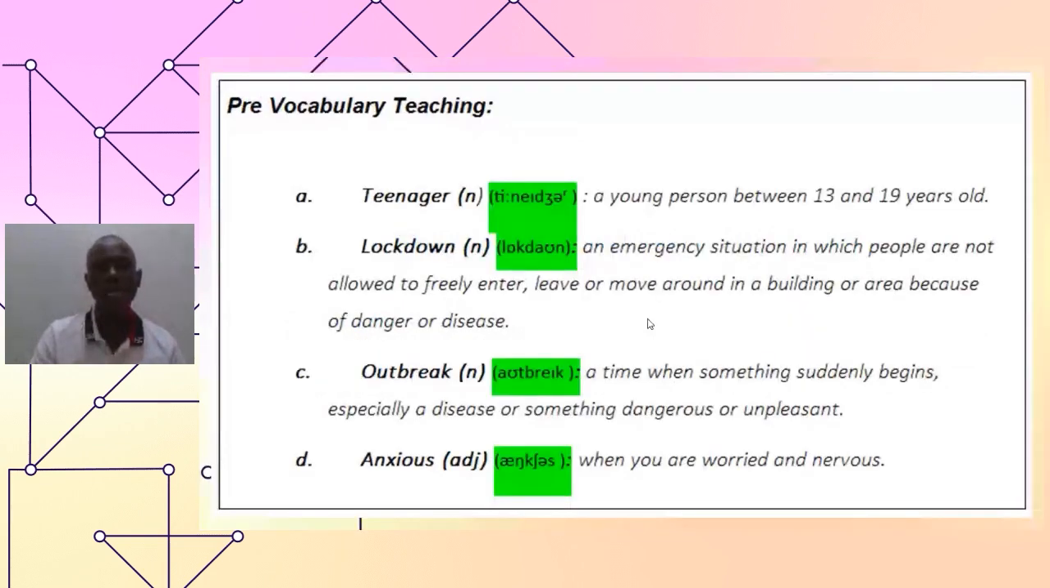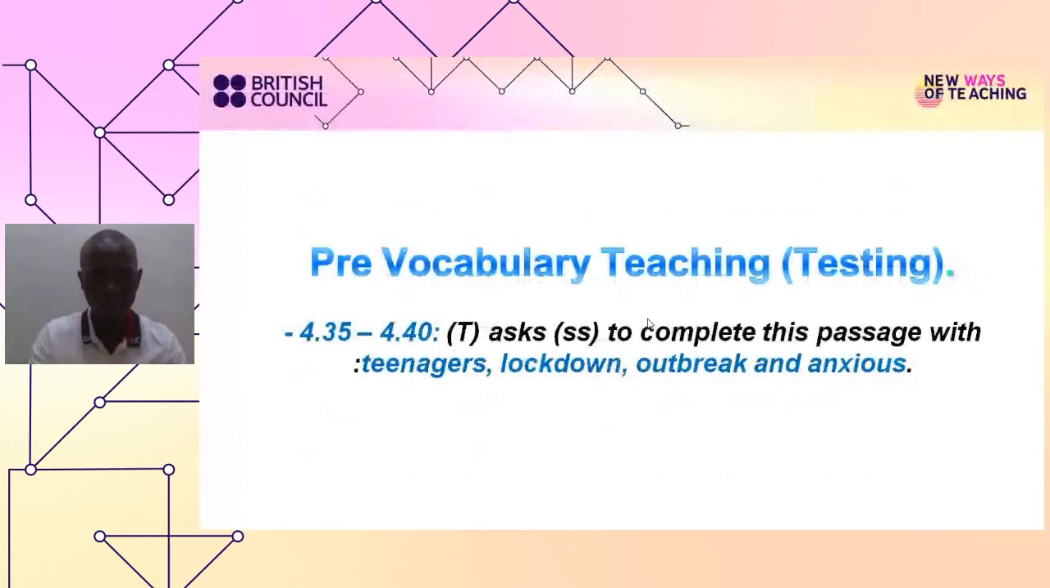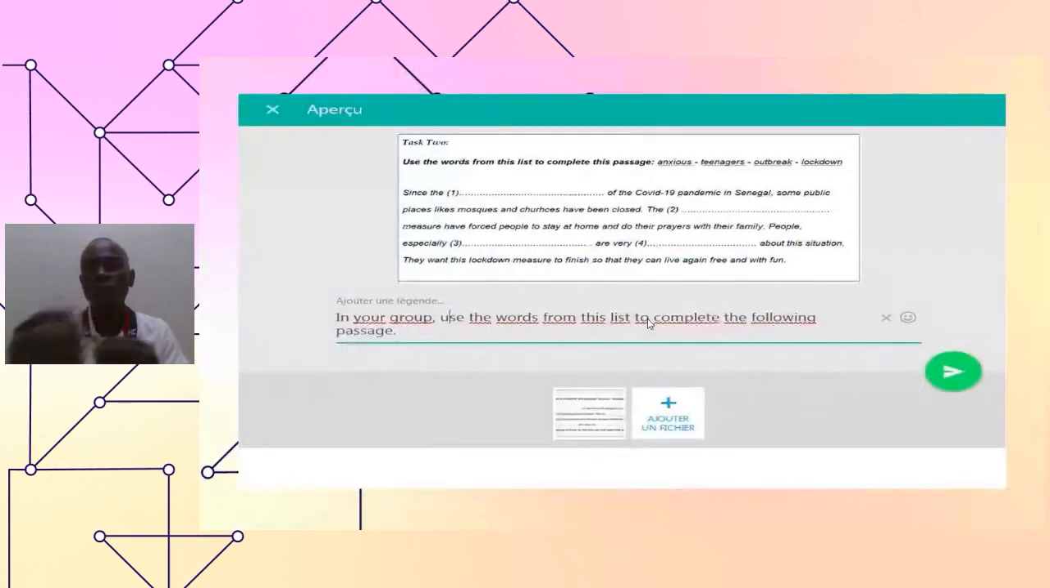Then I send the definition of the words in the groups, and they take down notes. I can also ask them to read while they are looking at the different words and the way they are pronounced. After the teaching, there's the testing. I give them a short passage where they have to fill in the blanks using teenagers, lockdown, outbreak, and anxious. So here also, it's very important to use a picture format.